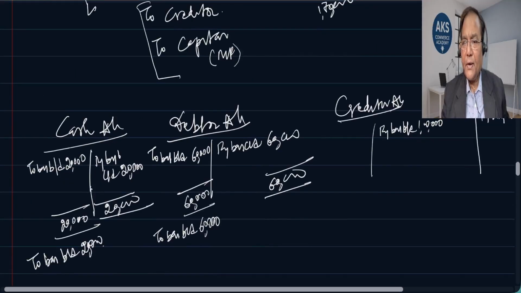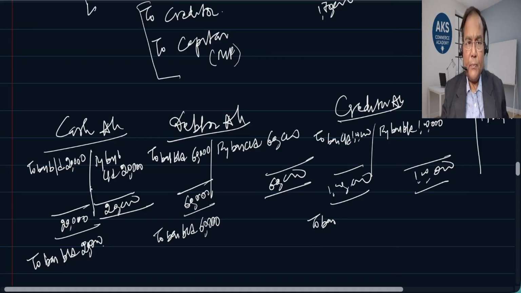Then second, creditor by balance brought down. So we'll see right here to balance carried down. How much? 1 lakh. We'll equate it here. So there is an equal 1 lakh, 1 lakh, and here to balance it should be on the credit side. So we'll write it here credit side by balance brought down. How much? 1 lakh. So this one we have brought here 1 lakh. Similarly, capital will show credit balance. So here we write to balance carried down and by balance brought down.